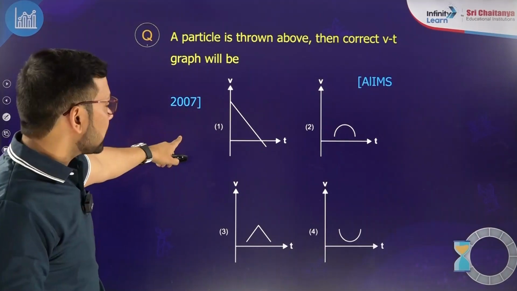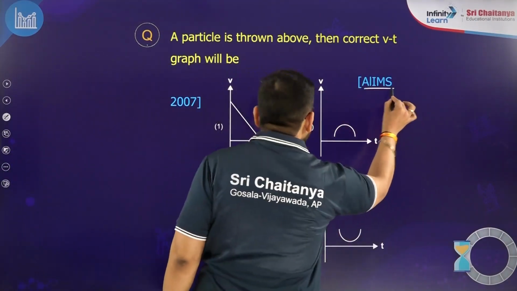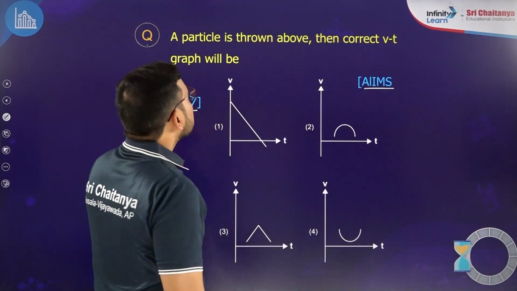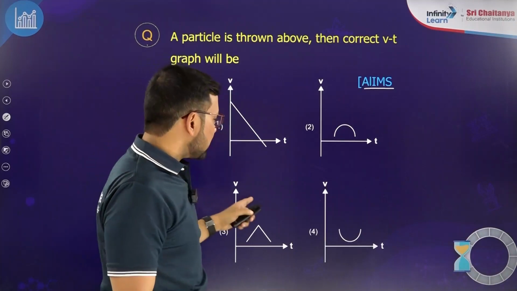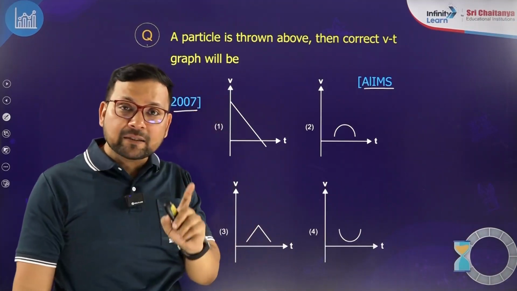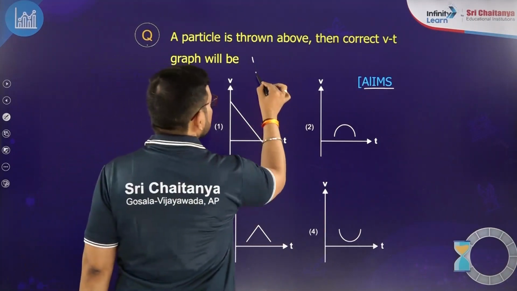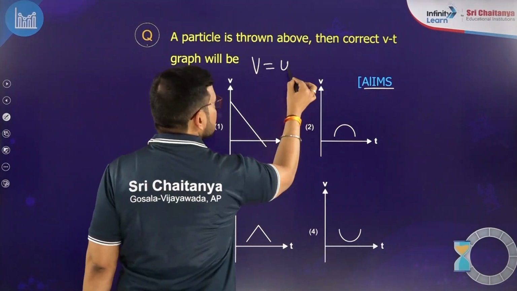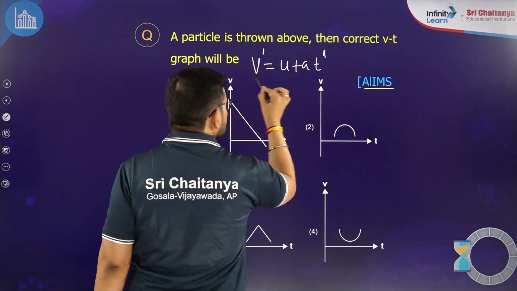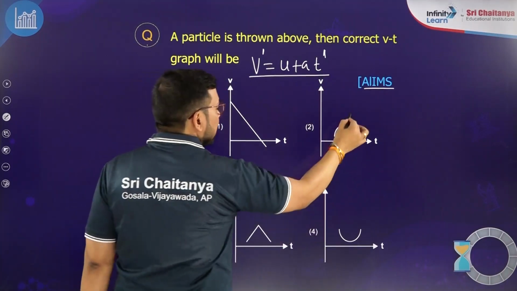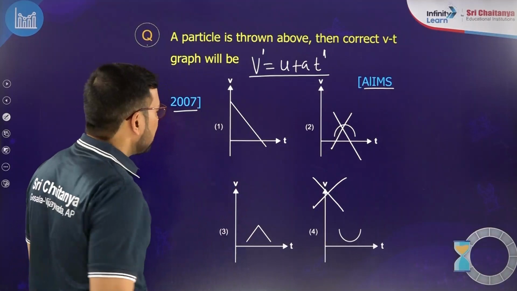This is the same question we have solved, and AIIMS has also asked it in 2007. A particle is thrown upward, then the correct v-t graph. Now the question is asking the graph pattern, not just the curve name. In the v-t equation for motion under gravity, which is uniformly accelerated, v power is 1, t power is 1, so the graph has to be a straight line. These two are completely ruled out. Only these two are there.